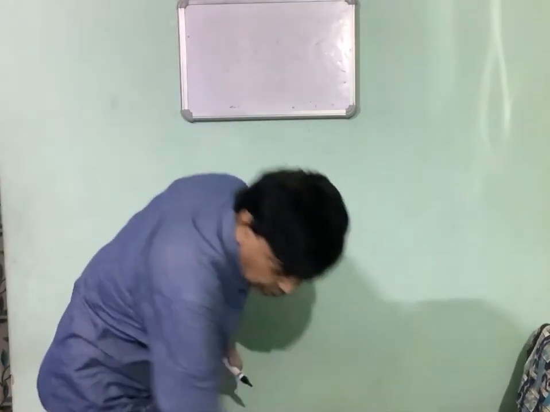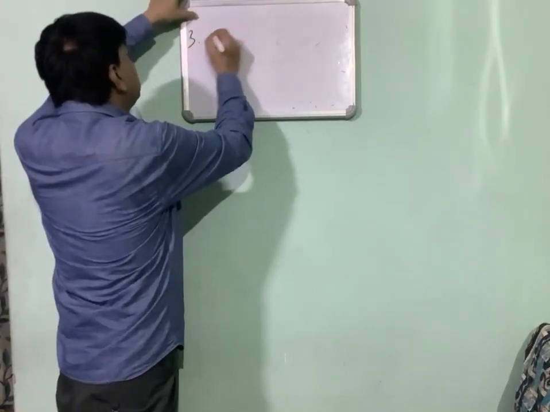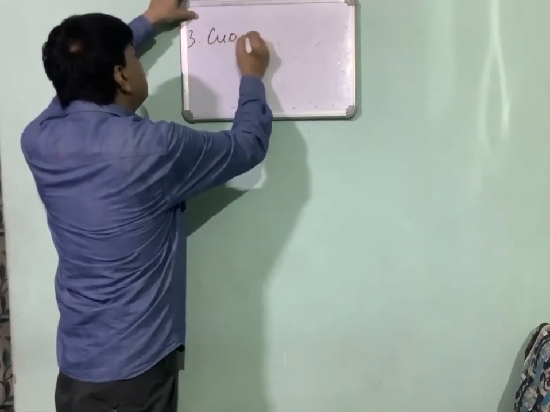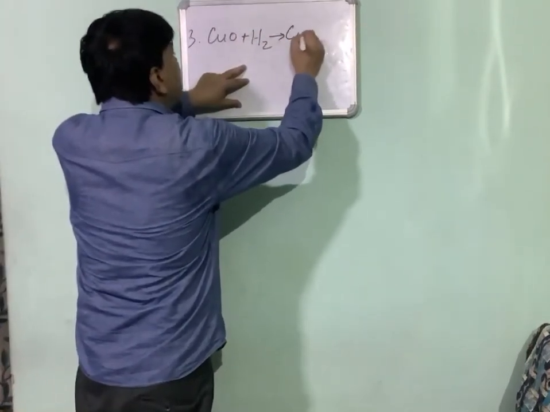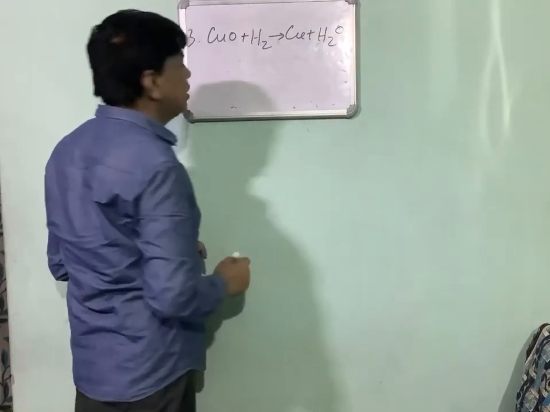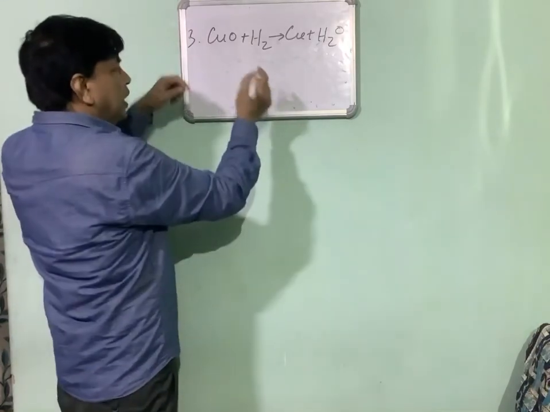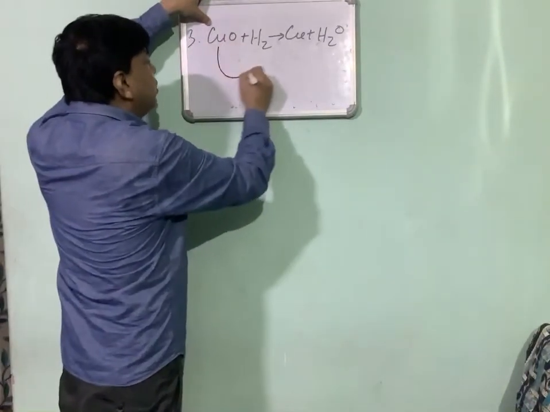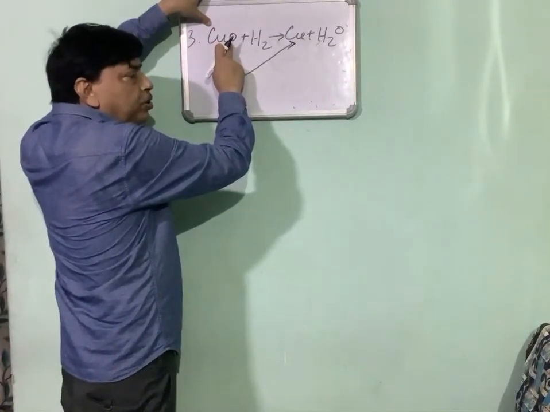Third example, let's suppose CuO plus H2 gives Cu plus H2O. In this reaction, which substance is oxidized and which is reduced? Again see, copper oxide to copper. Here oxygen is removed from copper oxide.